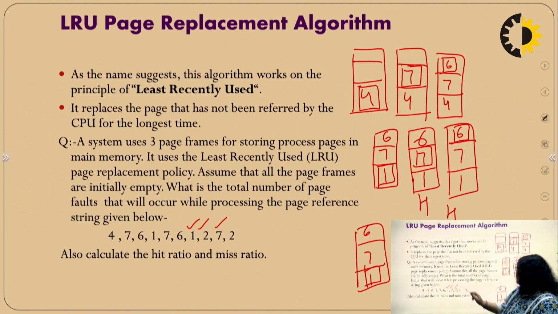Now 2. 2 is not present in the window. The current frames are 1, 7, 6. So which element do we have to replace to put 2 in this memory frame? Because 1 is the new element and 6 is the new element, which element do we replace? 7, because 7 is the oldest element as compared to 1 and 6.